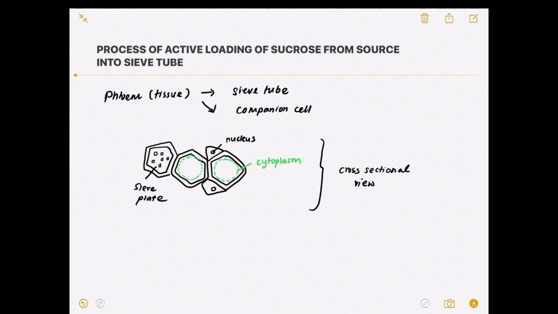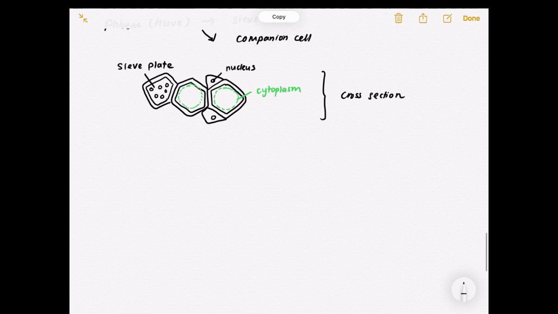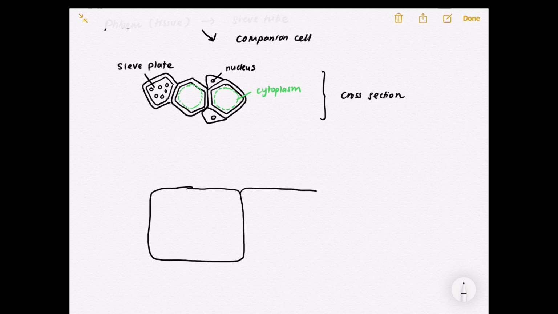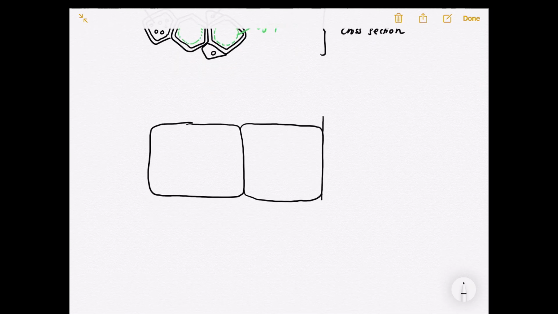And what we're going to show later here is the longitudinal section of the phloem, where you will see how the sucrose is being loaded from the source into the sieve tube. So here I'm going to draw the longitudinal section. So this will be the source cell. And then I'll show a neighboring companion cell. And next to the companion cell, you have your sieve tube.